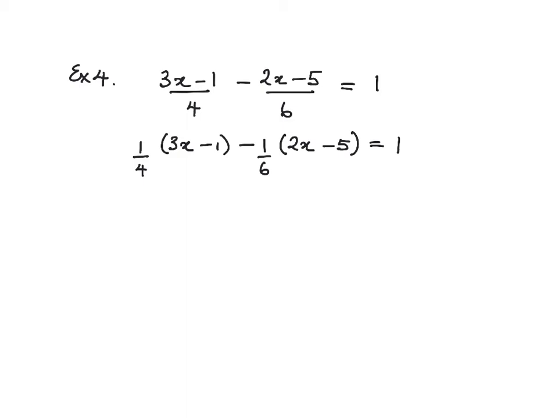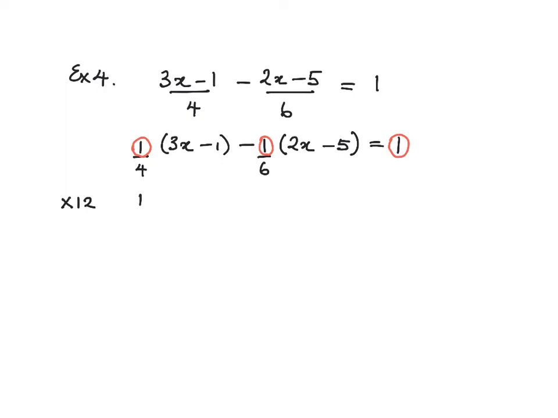The smallest number which divides by 4 and by 6 is 12. Some of you may multiply the 4 and the 6 to get 24 and use that, that's okay, but the smallest number is 12. I'm going to multiply the 1 by 12, this 1 by 12, and this 1 by 12.